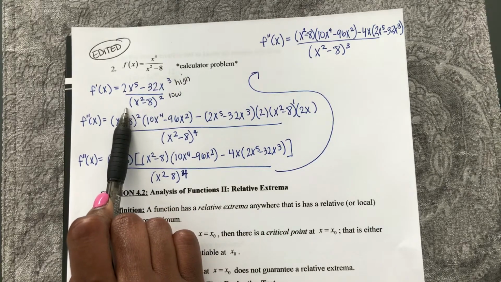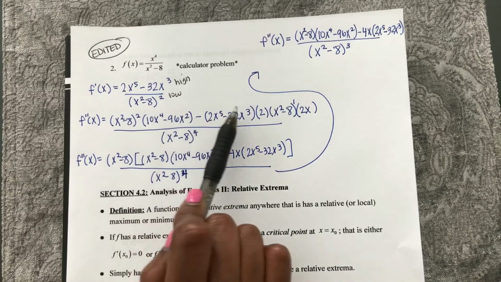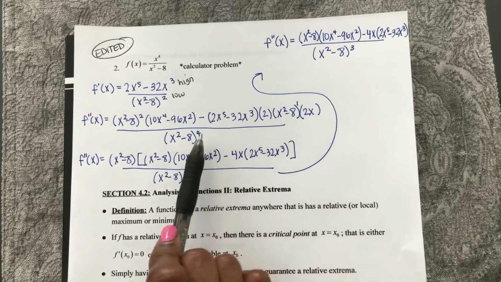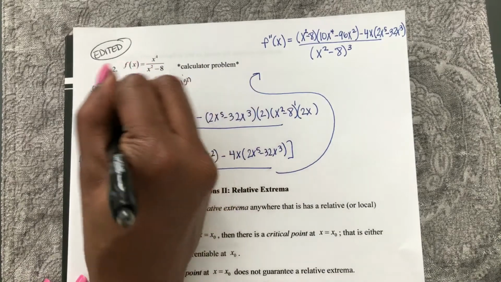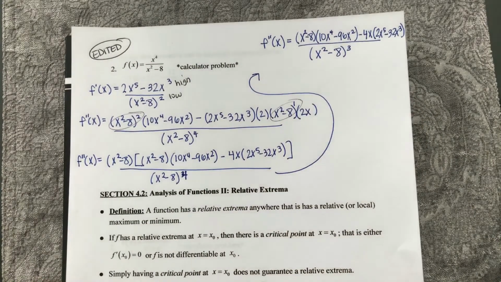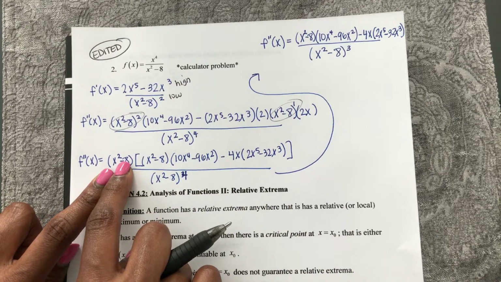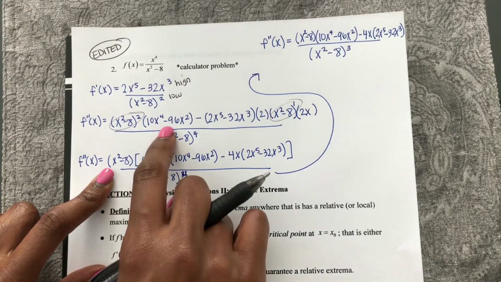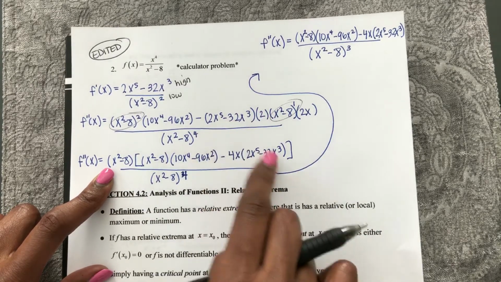So now in order to check for concavity, I need to take the second derivative. So the second derivative using the quotient rule: low d high minus high d low, over the bottom squared. In order to simplify this, I see that in my numerator, both this term and this term have a common factor of x squared minus 8. So I factored that out of both terms in my numerator. And that leaves x squared minus 8 multiplied by this term, minus 4x multiplied by this term.